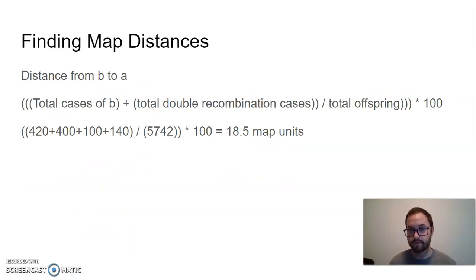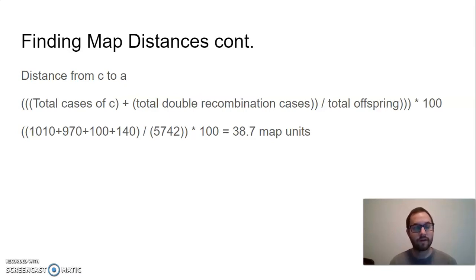So now that we know the order of the genes, we can find the map distance. In order to do this, we need the total cases of B crossing over added to all the total double recombination cases. We divide that total by the total number of offspring and we multiply by 100. So in this case, from finding the map distance from B to A, we add all the cases of B crossing over with the double recombination event and divide that by 5,742, times it by 100, and that gives us 18.5 map units.